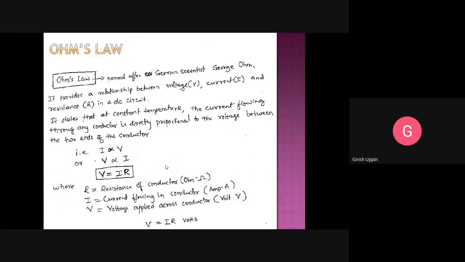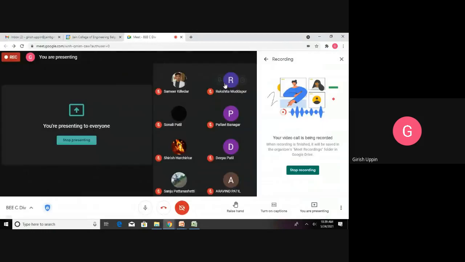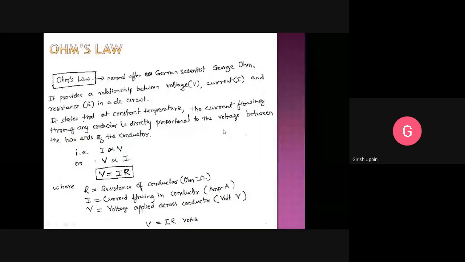Now, Ohm's law. Ohm's law is by a German scientist who found the relation between the voltage, current, and the resistance in a DC circuit. So, Ohm's law statement goes as follows. The first important thing is that Ohm's law holds good only at constant temperature. Whatever relation we are talking about, Ohm's law gives the relation between the voltage, current, and the resistance.